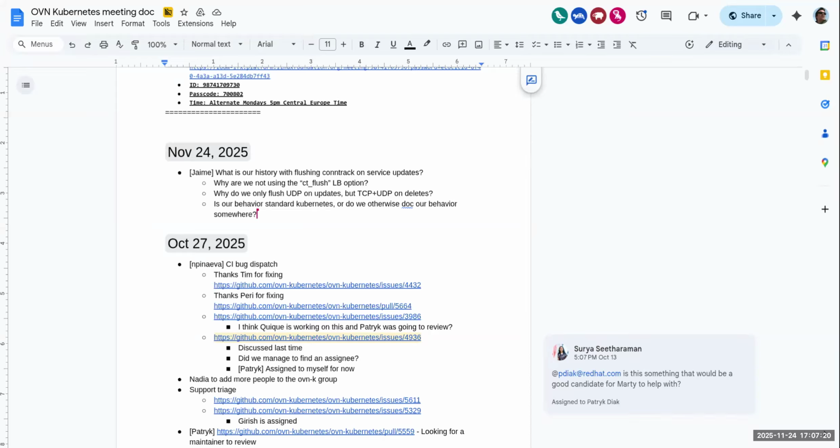Yeah, I think we did have some issues with CT entries, especially for UDP. I think we flush because there's a timeout for UDP, right? And it's hard for UDP entries to get deleted gracefully, unlike TCP. So maybe there's some aspect of that to flushing UDP on updates. But I have to go back and look. I think there's some history behind that.